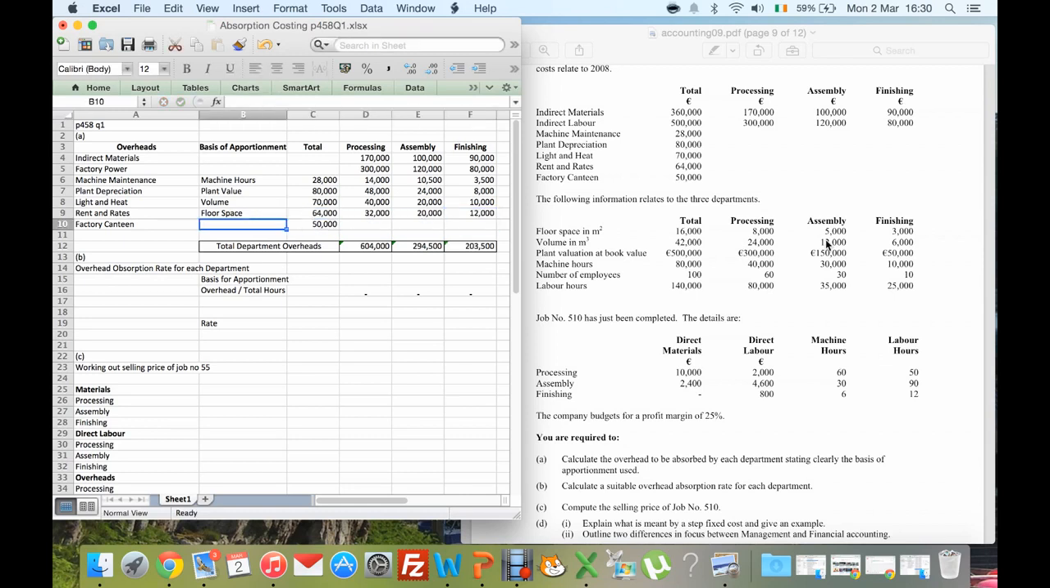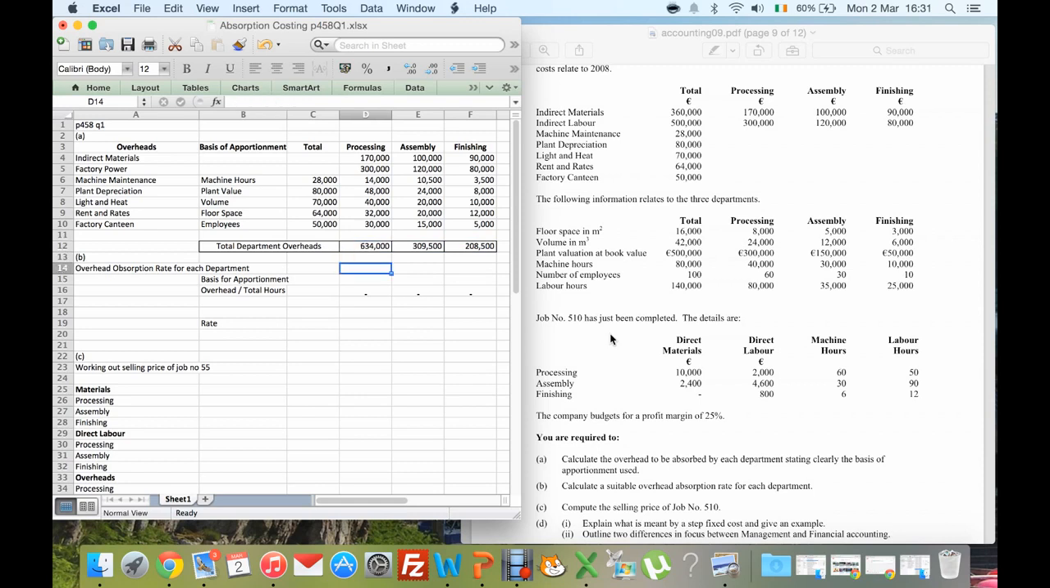And now factory canteen. I'll do that based on employees. So 60% of all of the employees are in the processing department. So it'll be 50 times 60%. Then we have 30% and 10%, so it'll be 50 times 30% and 50 times 10%. So you get your total overheads.